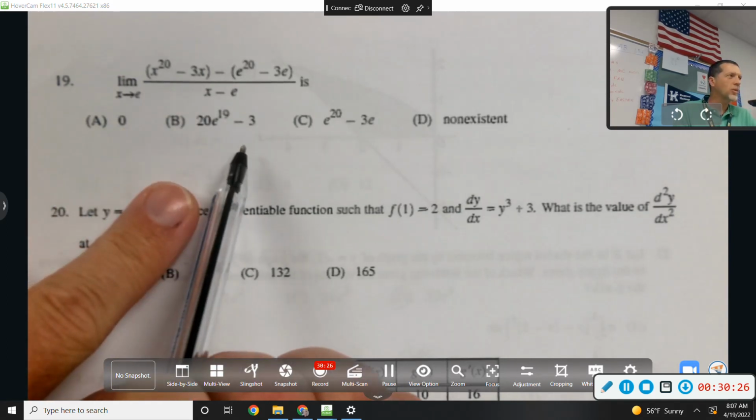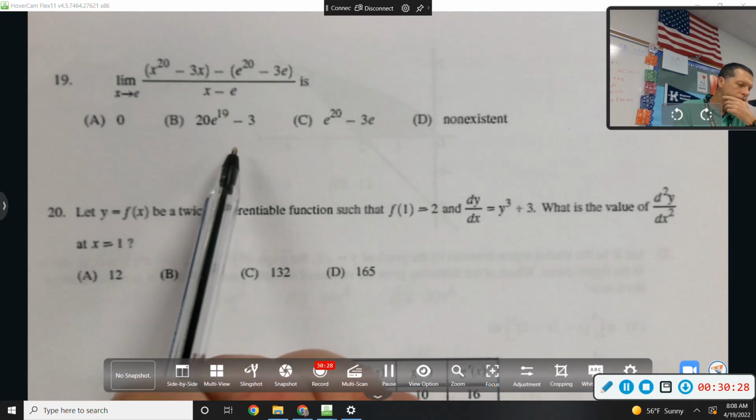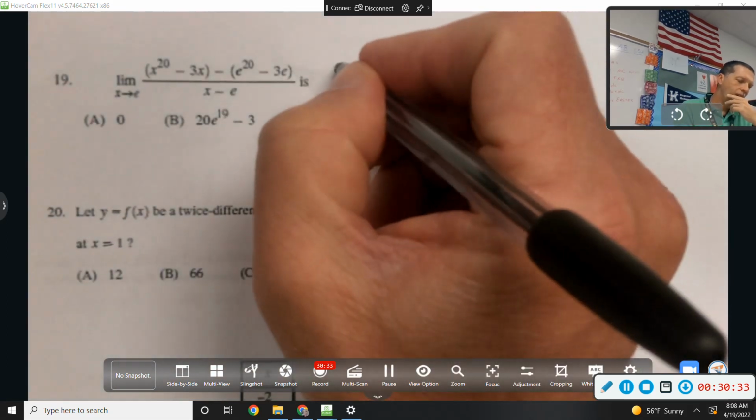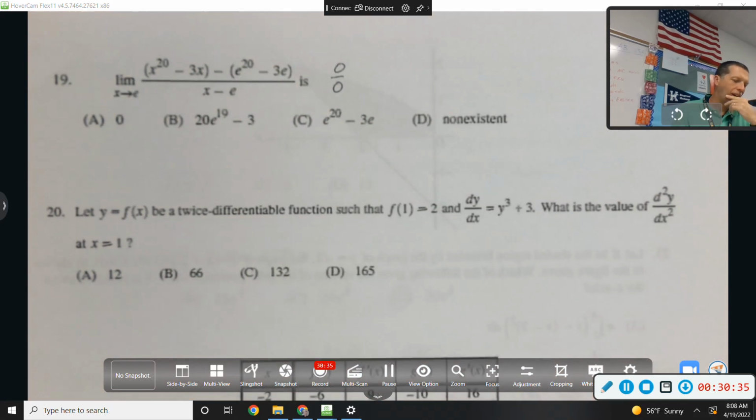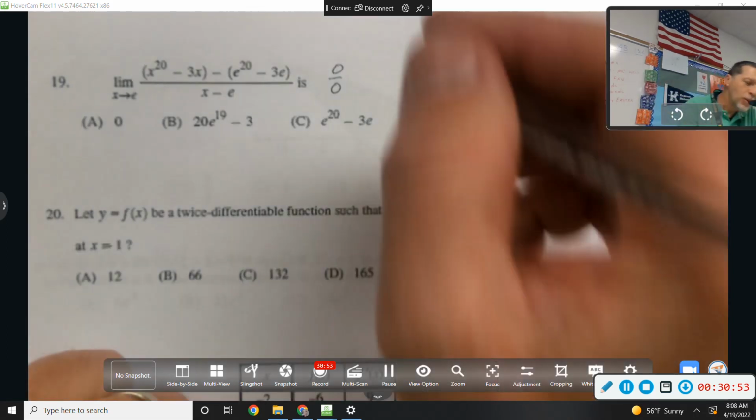Emma, what'd you do? Well, I got the 0 over 0 thing. Yeah. And then what'd you do after that? I think I separated it. Did you L'Hopital it? No. Okay. So the two options are, you get 0 over 0, and that should trigger in your brain, wait a minute, this is L'Hopital eligible.